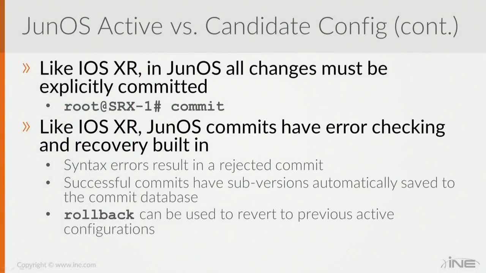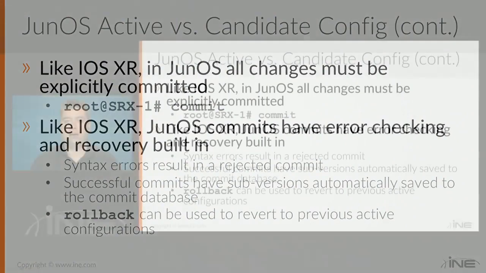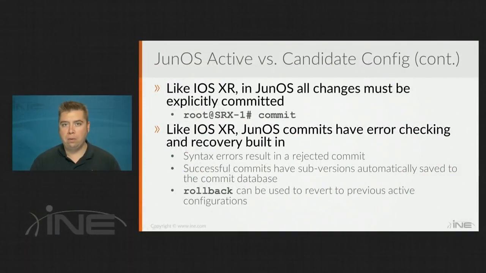The other advantage of this is that it always makes a backup of the changes that you make. So when a commit is successful, it automatically saves it to the commit database, which you could think of like different subversions. So if I make a change and then an hour later there's a problem in the network, I can just roll back that change. I can undo it and see if the change was the cause of the issue.